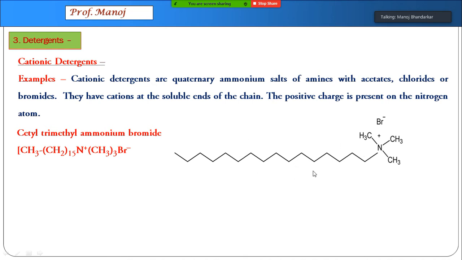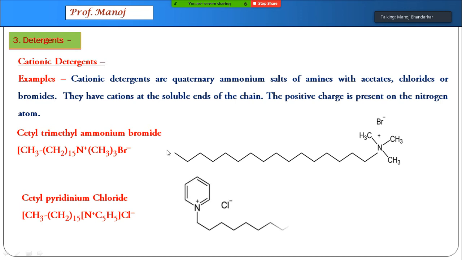Of course, such a thing can still come in JEE and NEET, where they can make a mischief with this structure and ask you to check it. Second example is cetyl pyridinium chloride. So once again, cetyl indicates this chain of 16 carbon. Nitrogen with a positive charge is a part of the pyridine molecule, outside is chloride.